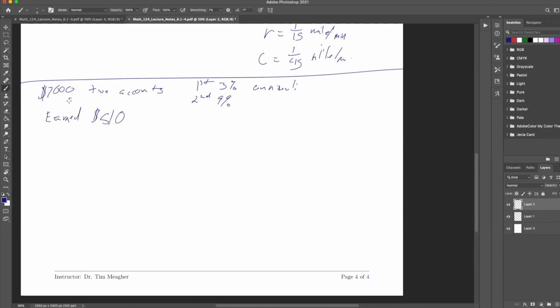And it says, well, how do you find that out? Well, the way you find this out, I use the substitution method, right? So let's just call this account X, and we're going to call this account Y. So X is the amount of money I put into the first account, right? And Y is the amount in the second account, okay?